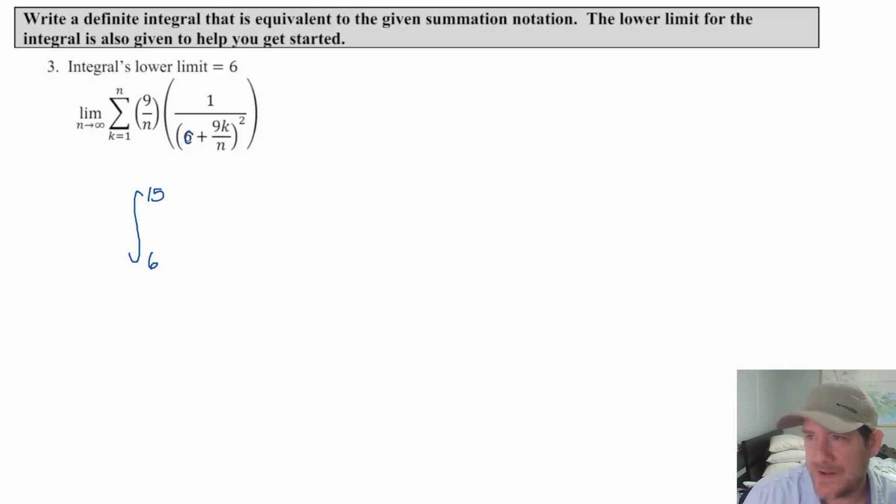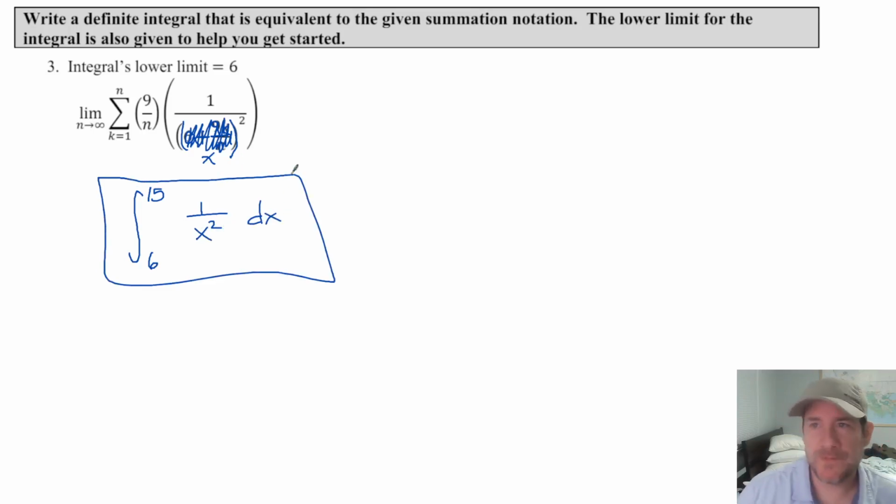So here's my a plus delta x times k. So all of that stuff, that's the stuff that kind of becomes our x. And so we can see that our function is just 1 over x squared dx. That's that.